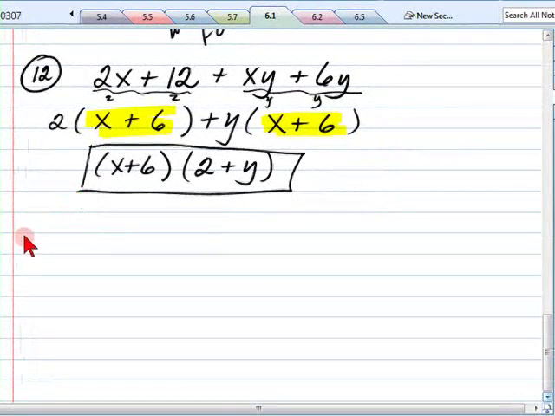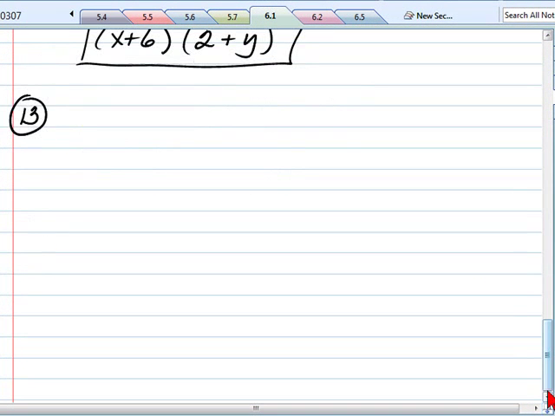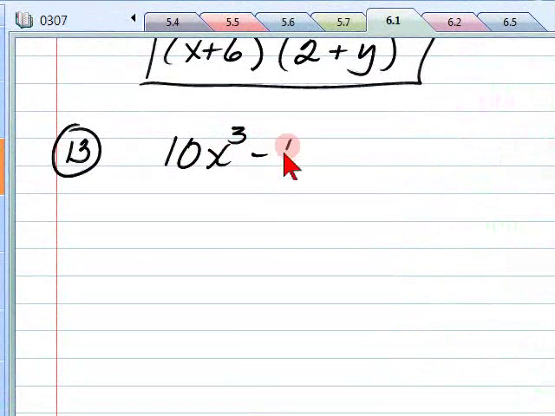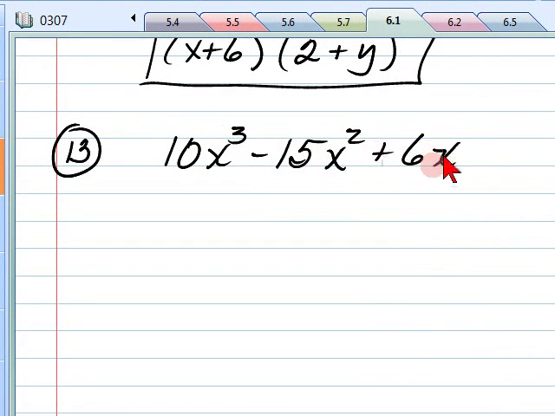All right, I'm going to write down number 13, and I'd like you to do 13 on your own. I have 10x to the third minus 15x squared plus 6x minus 9. And I'd like you to factor that by grouping.